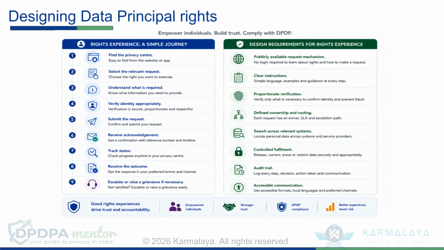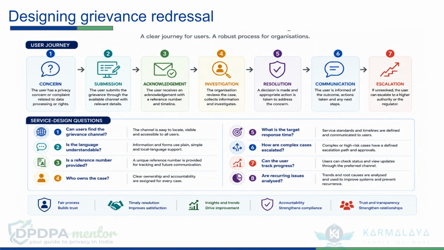Identity verification must be proportionate. Requiring a complete identity document for every request may create additional privacy and security risks. At the same time, insufficient verification may lead to unauthorized disclosure or deletion. The workflow should connect front-end experience with back-end execution. A polished form is not enough if the organization cannot locate data across production systems, archives, backups, processors, and support tools. Grievance redressal should be designed as a service rather than treated as a mailbox.